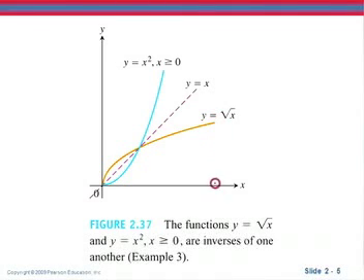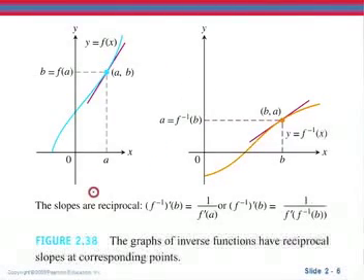What happens here is for any point x, y on our graph, for the other function we will just switch the x's and the y's. Notice that the graphs are symmetrical about the line y equals x. Anytime that we have inverses and we look at their graphs, they will be symmetrical about the line y equals x, which means basically I could fold along this line and the left and right hand sides would match up.